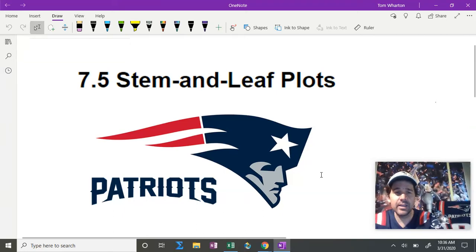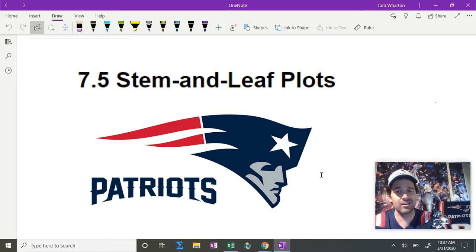Hey kids, today we're going to be talking about stem and leaf plots. Stem and leaf plots are a way of displaying data where you get to see the actual data points. Up until now, we've been working with pie charts or histograms, which give you a good visual display of the data, but you don't see the actual individual data points.